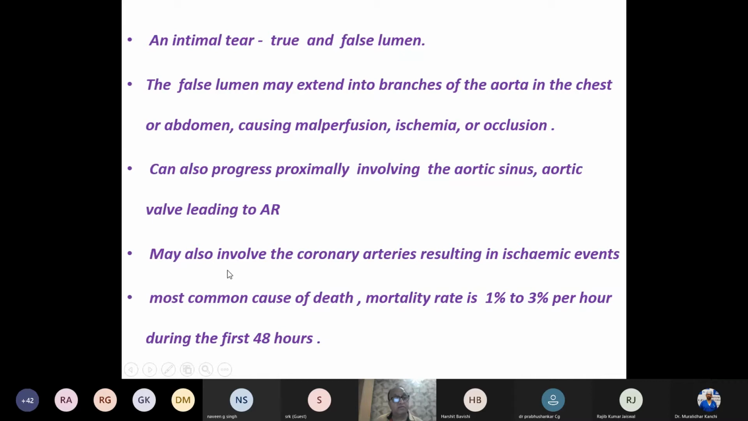Sometimes, in 10 to 20% of individuals, they may involve the coronary arteries, resulting in ischemic episodes. Mortality is very high in these patients. Actually, if you look at it, it is at the rate of 1% every hour during the first 48 hours. So hence, if you get a dissection, it has to be taken up as an emergency and surgically operated.